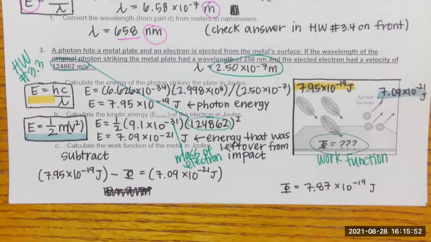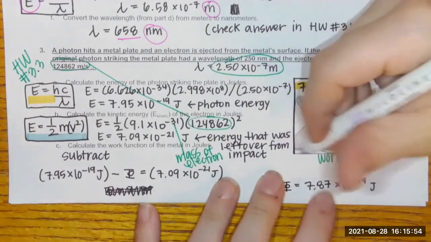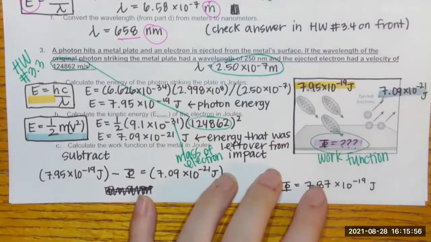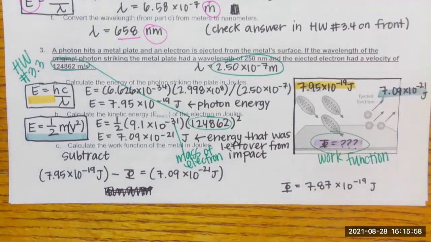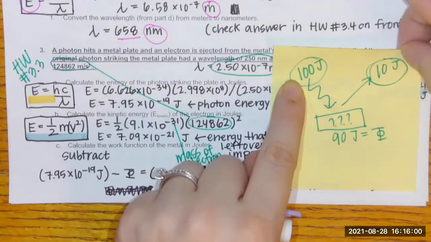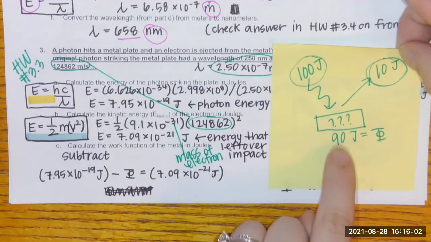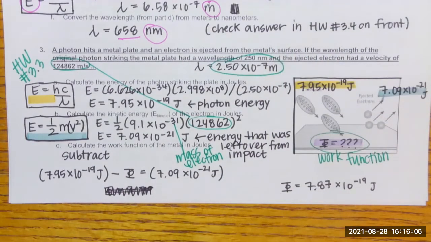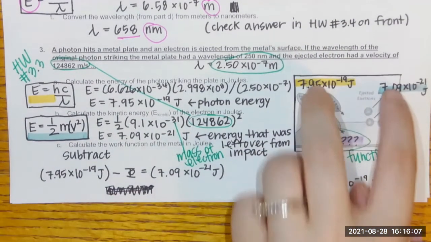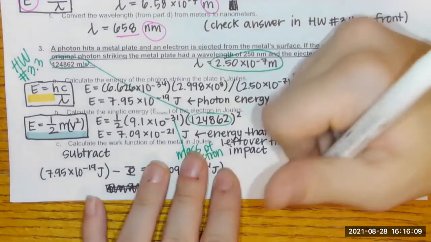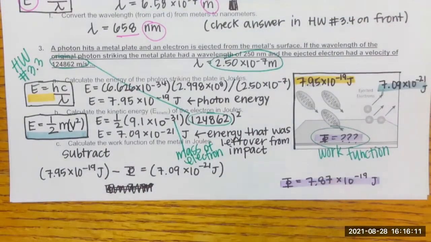In order to get my final answer here, like what is the work function? Just like before, if this was 100 and this was 10, I would subtract to get 90. I took the two values, subtracted to get this. So there's number 3. You can take a picture if you need that one.